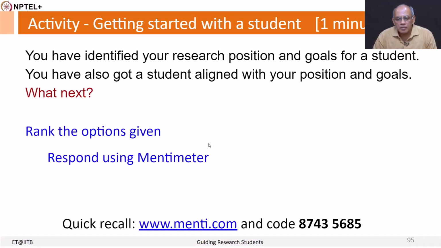So to begin with, let's think about this question. You have identified your own research position and goals for a student. This was done in the previous day. Assume that you've also got a student who is aligned with your position and your goals. So now the question becomes, what next? What do I do next after this?